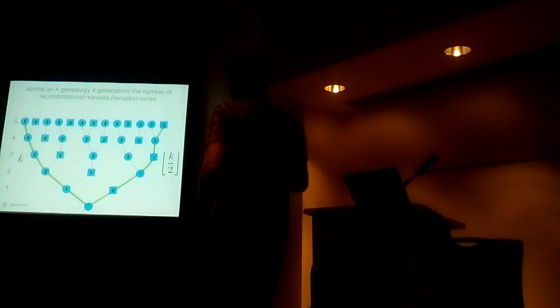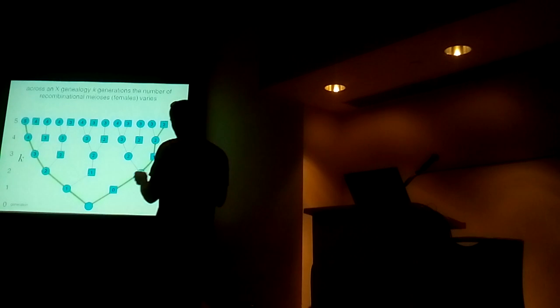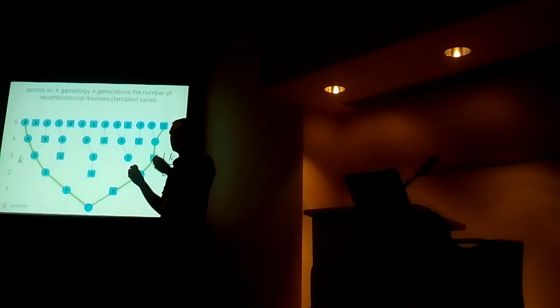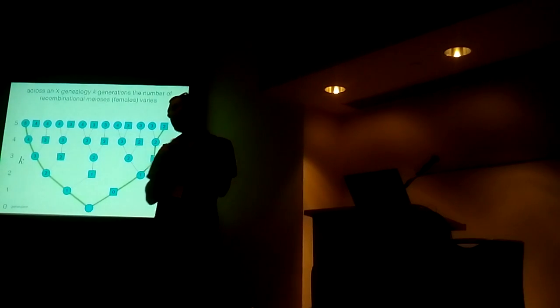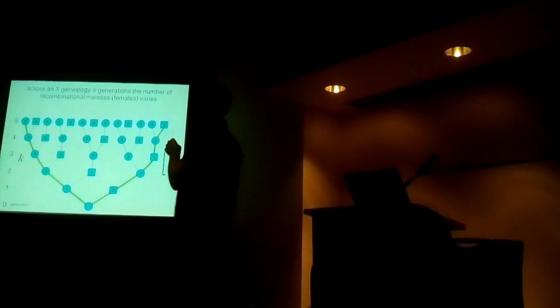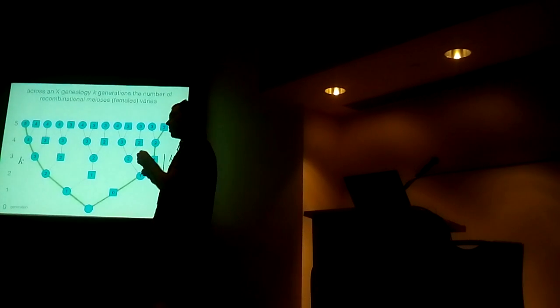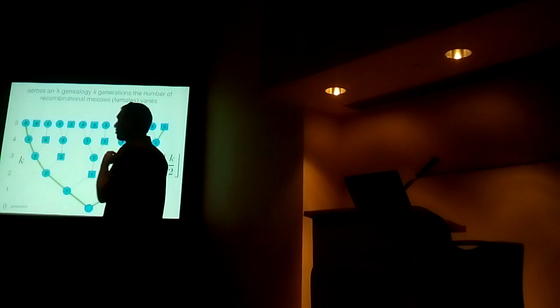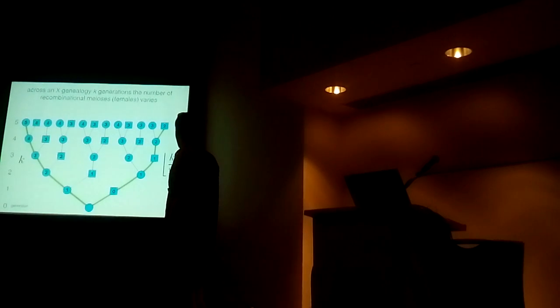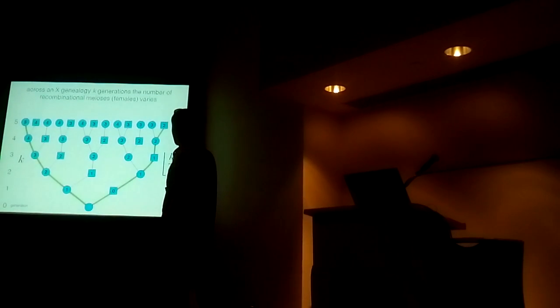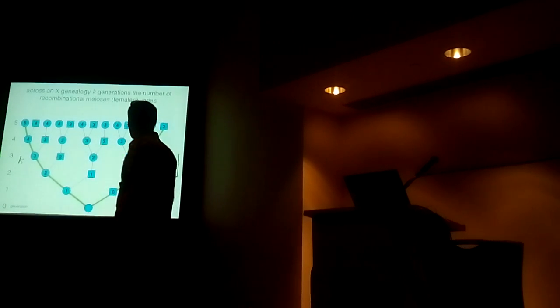On the other end of the spectrum, there's this lineage that has males and females alternating each generation. And this is the fewest number of possible females, because just to refresh your memories, no two males can be adjacent in an X genealogy, because males pass Y chromosomes, not X's. So this shows that the minimum number of recombinational meioses is the floor of k divided by 2.